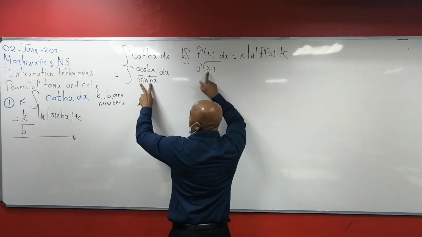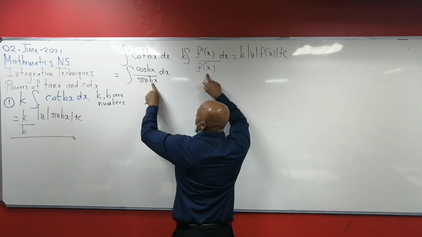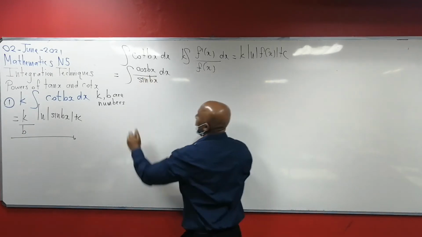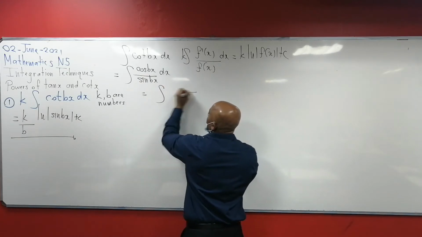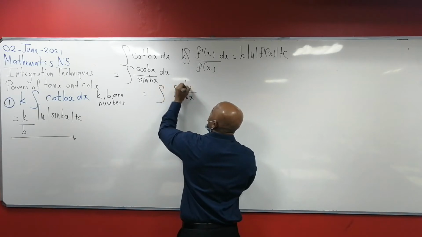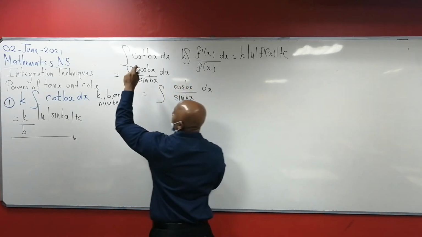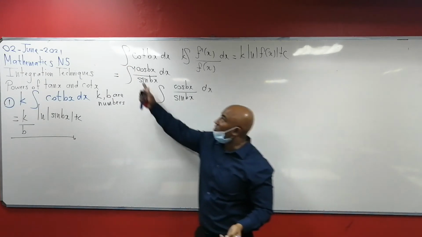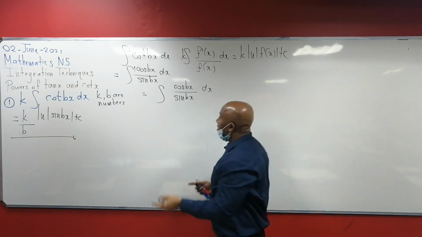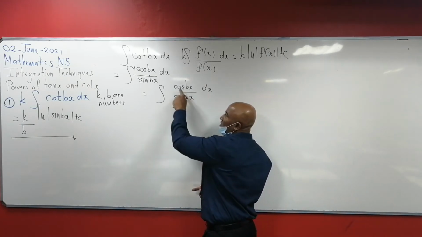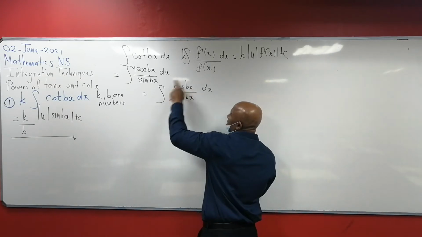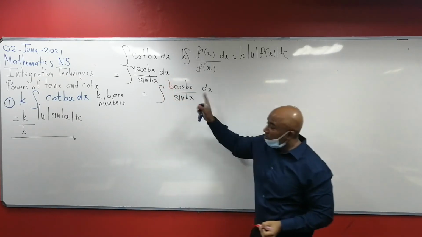This is a fraction, so we check the denominator. This is sine bx. The numerator: what is the exact derivative of sine bx? Let's write it down. I have sine bx, cos bx. Originally there's no number here, so it's obviously a 1. But what is the exact derivative of sine bx? It's going to be cos bx times b. It's supposed to be a b there.